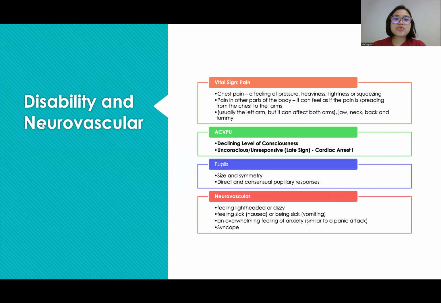Now, with disability and neurovascular, our main vital sign, our fifth vital sign, would be pain. Chest pain is normally described as a feeling of pressure, heaviness, tightness or squeezing. This is cardiac-sounding chest pain. Chest pain is the most common presenting complaint for both men and women, but women are more likely to have other symptoms such as shortness of breath, nausea and vomiting, back pain, and jaw pain.